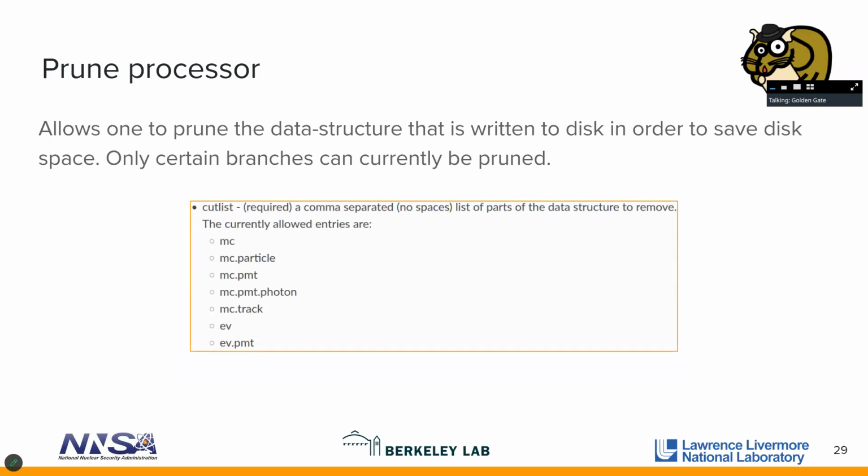So you can cut, for example, all of the MC particles out of your branch if you're worried that that's going to be some huge, enormous part of the branch that's going to occupy so much disk space. This does not run very often, but it can be useful.